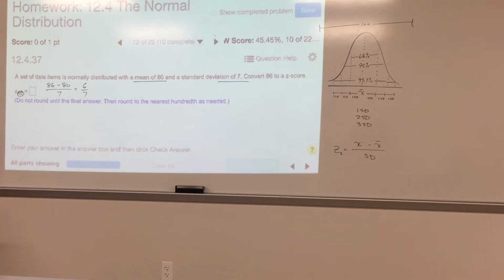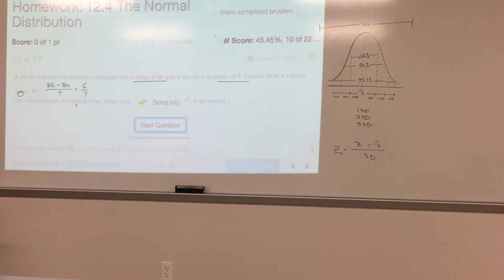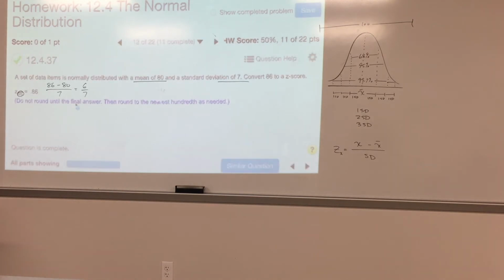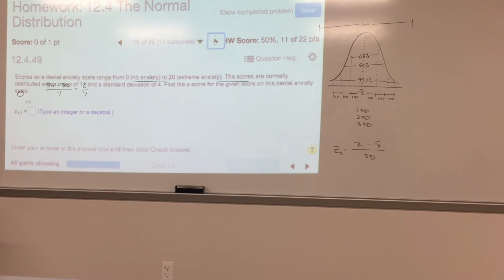Somebody got an answer for that? 0.86. Good. That's it. And we know that this lies above the mean because it's positive and your value was already above it anyways. Okay? I'm going to skip all this. I'm going to skip that. Let's skip that one, same thing.